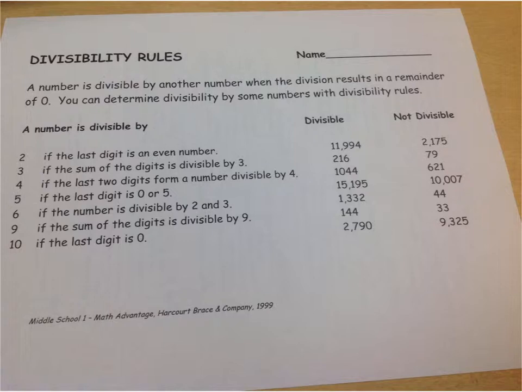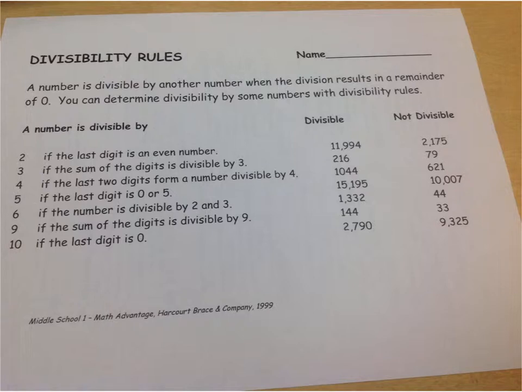A number can be divided by 2 if the last digit is an even number. And then there's an example of a number that is divisible by 2 and one that's not, because 4 is even and 5 is odd. A number can be divided by 3 if the sum of the digits is divisible by 3. So let's look at 216. 2 plus 1 is 3, plus 6 is 9. Since 9 is divisible by 3, then 216 is divisible by 3. This rule helps us a lot when we're trying to simplify larger numbers.